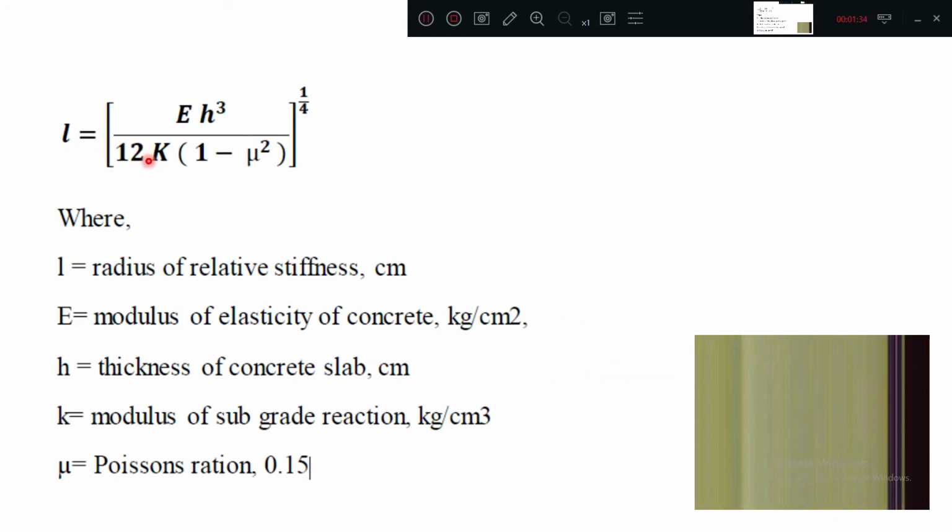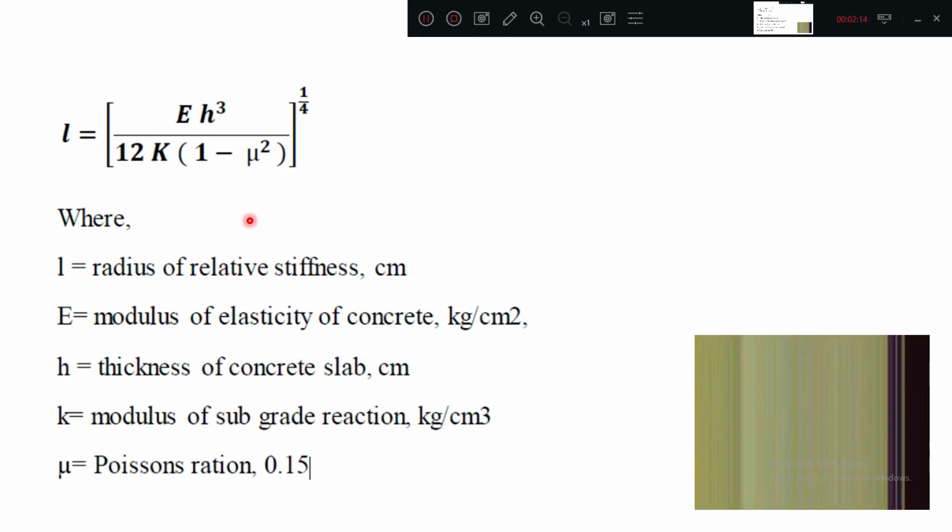So there is one more term, length of relative stiffness, radius of relative stiffness. There is one factor which is again and again asked in the main exam. What is this term? It is the ratio of the strength of the slab with respect to the subgrade strength. I repeat once again, strength of the slab with respect to strength of subgrade. Okay, the slab is nothing but concrete, subgrade is nothing but soil. So there is one ratio that is called as radius of relative stiffness.